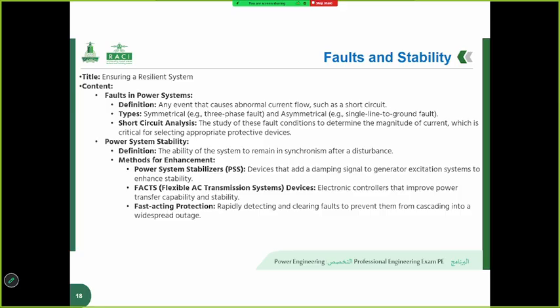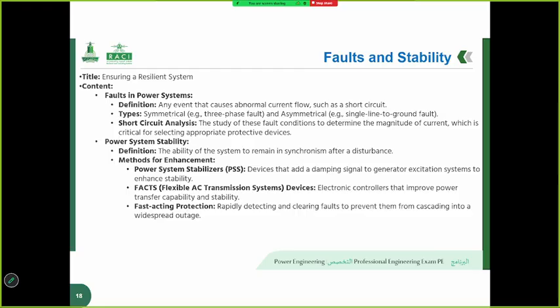FACTS devices, as I told you before, are a family of electronic controllers that improve power transfer capability and enhance stability. Examples include SVC and Thyristor Controlled Series Capacitor, TCSC, which can quickly inject or absorb reactive power to regulate voltage and dampen oscillations.